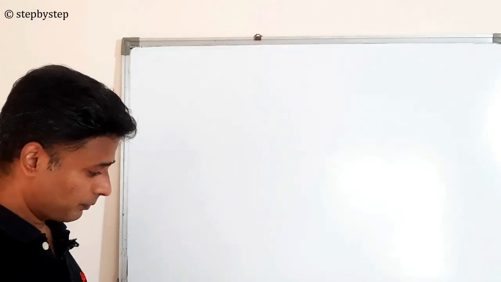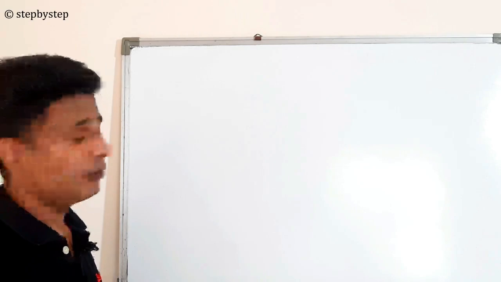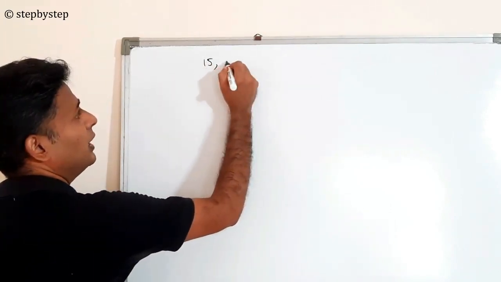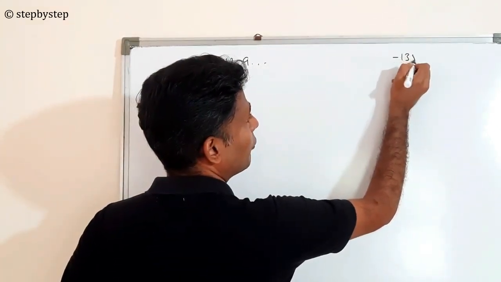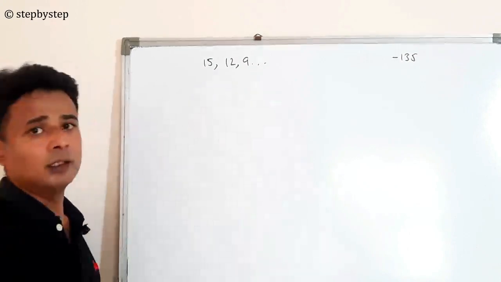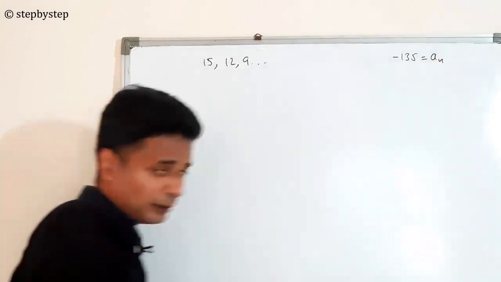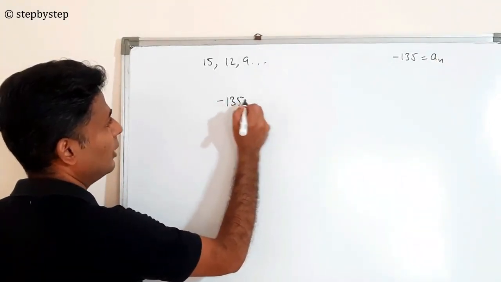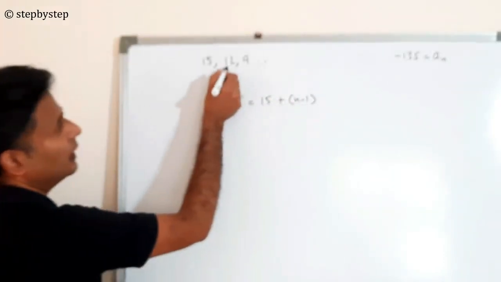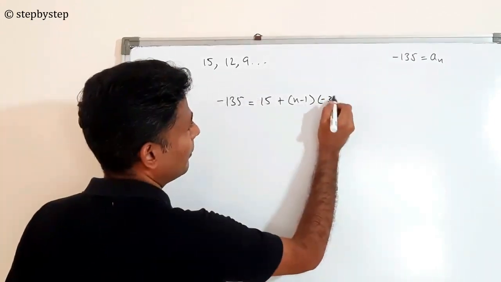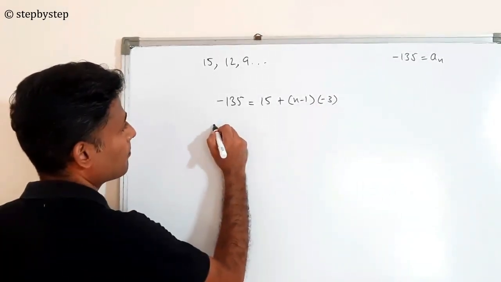Now the third question: is minus 135 a term of the AP 15, 12, 9? So they have given the AP as 15, 12, 9 and they have asked if minus 135 is a term of this AP. So we'll assume it is a term of this AP. So minus 135 will be our A of n. So minus 135, that's A of n, equal to A, that is 15, plus n minus 1 into D. D is 12 minus 15, that is minus 3. Remember, it's a decreasing AP, so D will be negative. Don't forget to put the brackets for the negative sign.